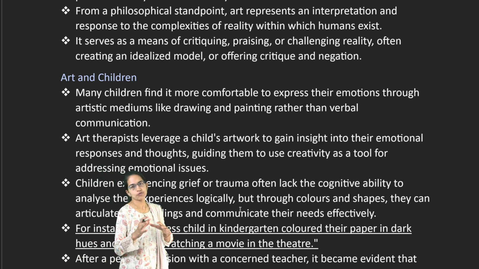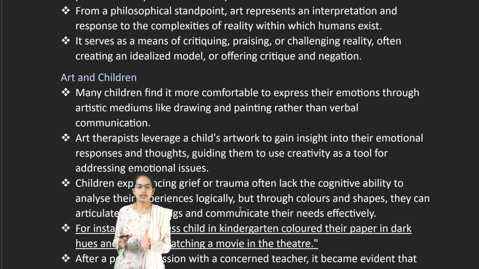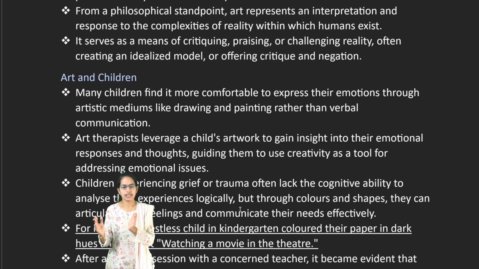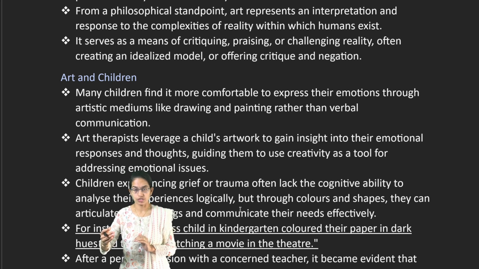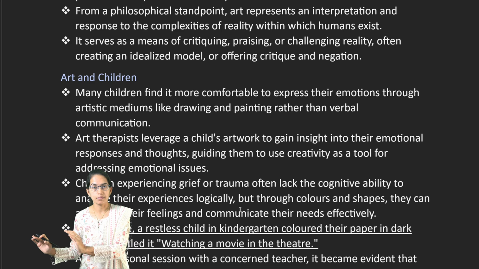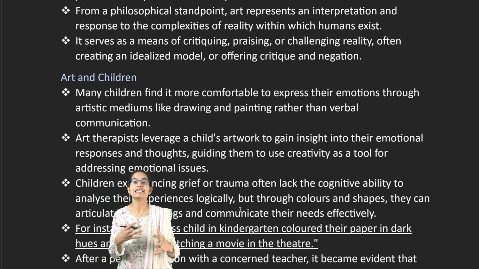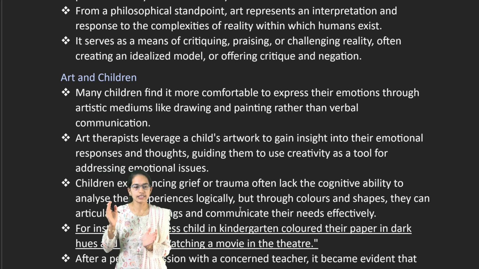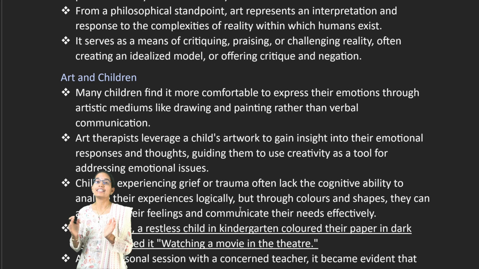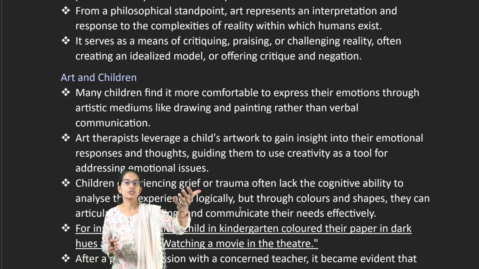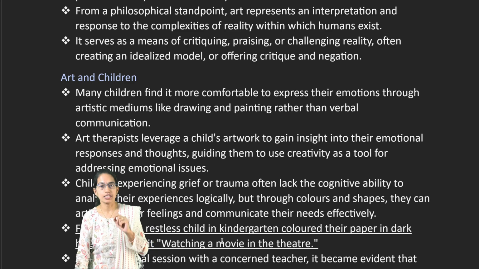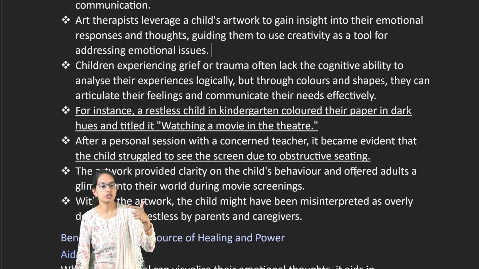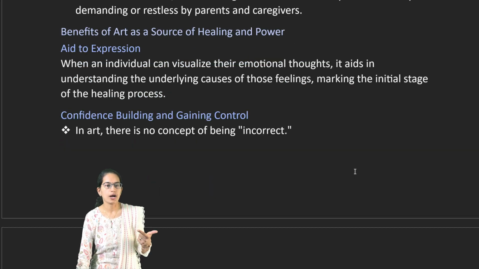Now, let's say a child is painting. Let's say a child watched a movie and then came in and drew a painting with dark hues. Now, this is trying to show the child's vision of the movie theater or the cinema that the child visited. After detailed interaction with the child, it was found that this is a scene where the child is struggling to actually see the screen because there has been obstructive seating, and this is what has been depicted. So depiction of children's thoughts is through art, and that becomes an important part of expression.